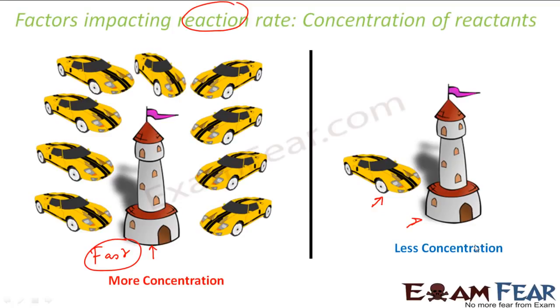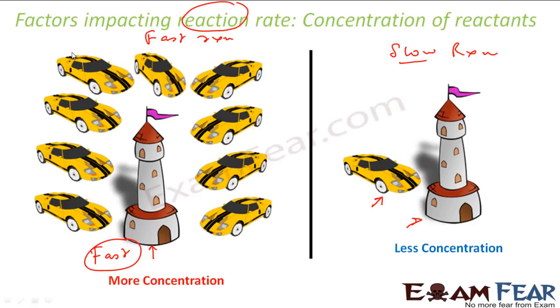Thinking from the car and tower example, the more cars we have, the more easily they can break the towers, and the faster the reaction will be. On the left hand side we have less concentration of cars. It will take more time to break the tower, so the reaction will be slow. And here it will be a fast reaction.